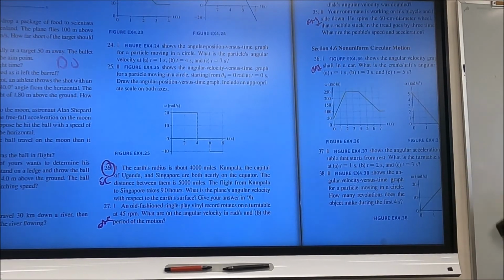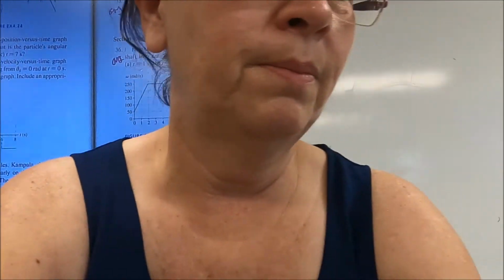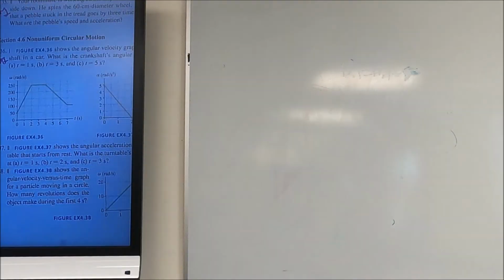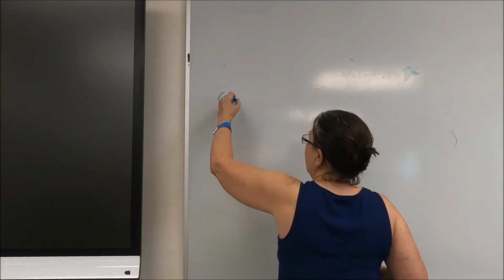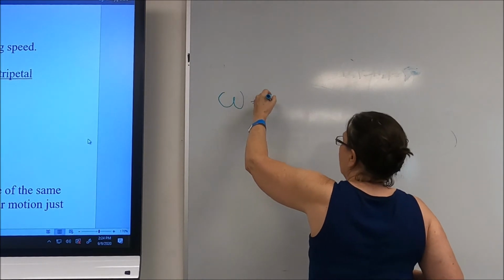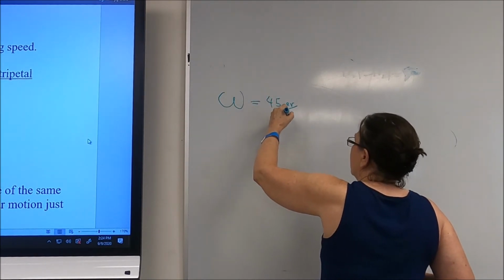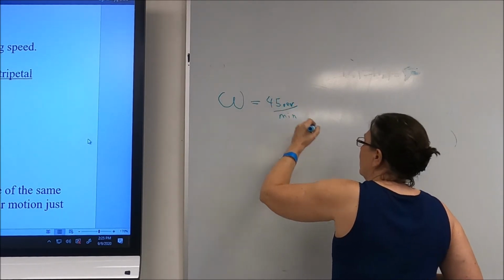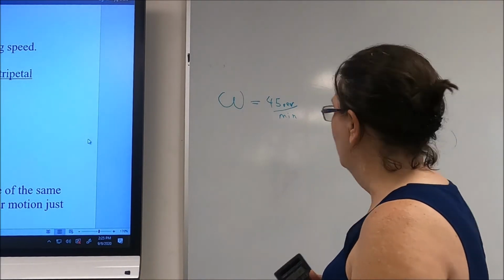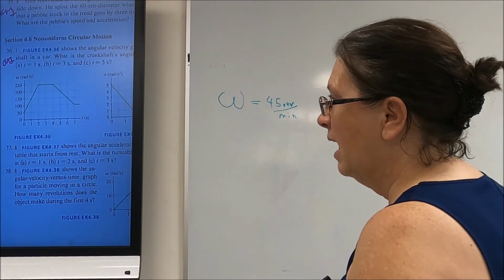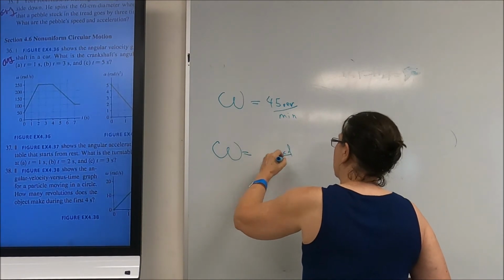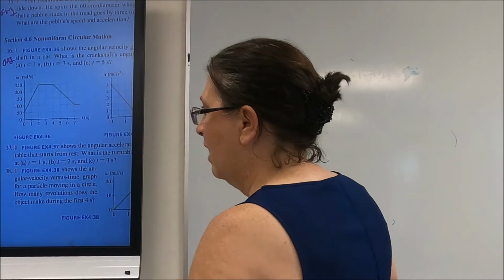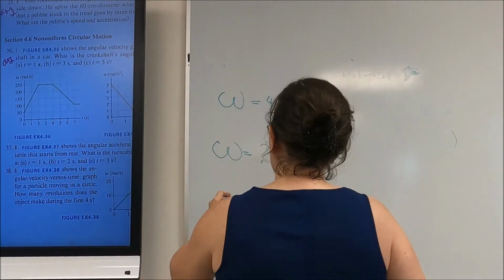Okay. All right, now, let's work. Grab my calculator, because we're going to need it. So, what we're told is essentially we're given the angular velocity, and it's 45 revolutions per minute. RPM stands for revolutions per minute. And what we're asked in this problem is, what is the angular velocity in radians per second? And then we're asked also, what is the period of motion?